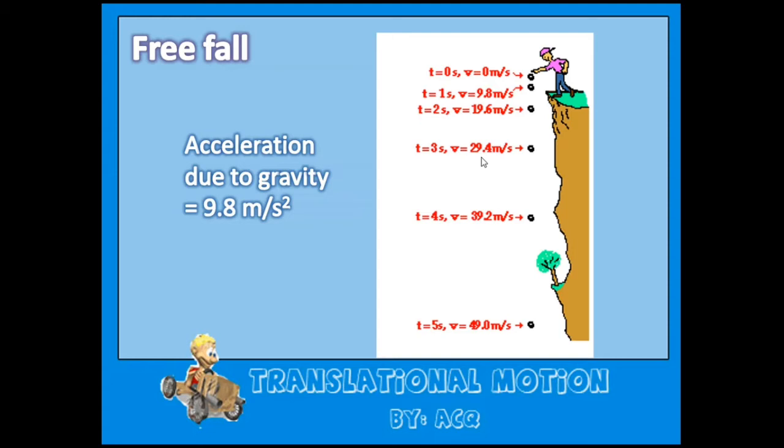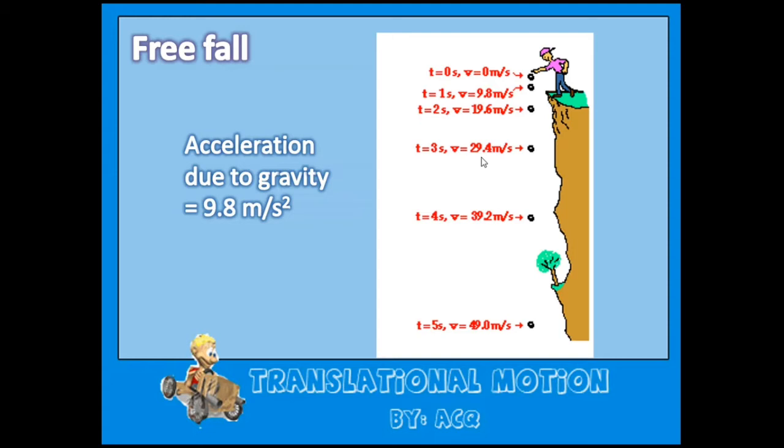So for example, 49 minus 39.2, that is 9.8. 39.2 minus 29.4, that is also 9.8 meters per second. Okay? So free fall is also considered to be a uniformly accelerated motion, because the acceleration is always constant, which is always 9.8.